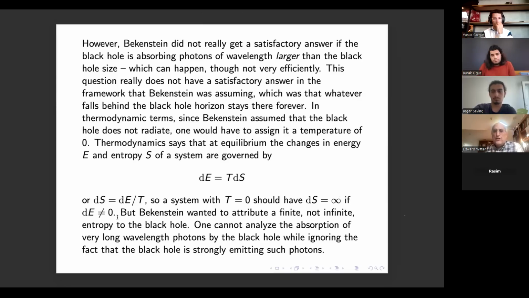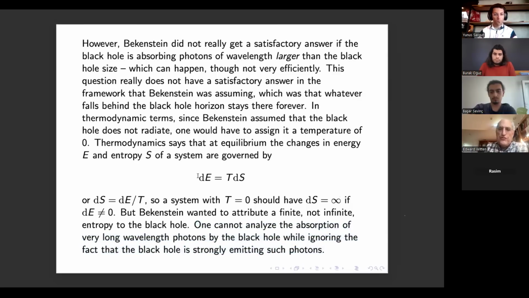In hindsight, we'd say that you can't analyze the absorption of very long wavelength photons by the black hole while ignoring what Hawking discovered a little later, which is that the black hole is strongly emitting such photons. And it turned out that, due to Hawking's work, which I'll come to in a second, the increase in entropy due to the black hole spontaneous emission is greater than the reduction of entropy in absorbing black body radiation at a very long wavelength. So Bekenstein's problem was resolved, but only when Hawking discovered spontaneous emission by a black hole.